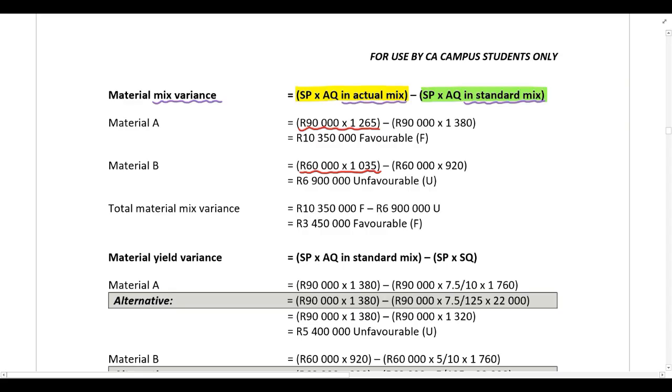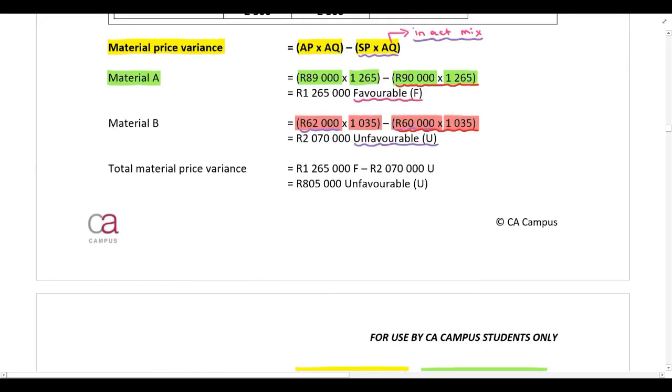However, just remember, if you are faced with a situation where there is raw material inventory, so let's say, for example, they buy 10,000 kilograms, but they only use 8,000 kilograms in production. So there's 2,000 kilograms sitting in raw material inventory. And remember, if you are told that your material inventory is valued at standard cost, that means that this price variance is going to be calculated based on the actual quantity purchased, okay?